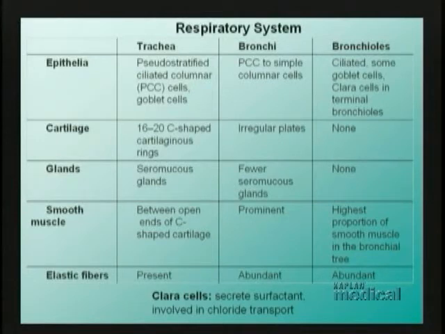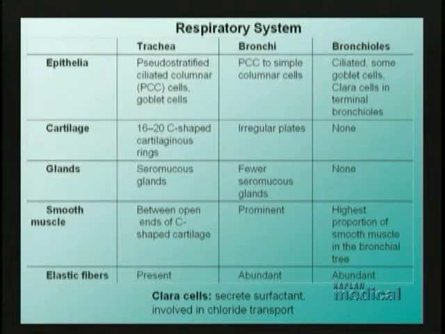As we move down into the primary and secondary bronchi, we undergo a transition from a pseudostratified ciliated columnar epithelium to a more simple columnar epithelium. The cartilaginous rings of the trachea are gradually replaced by irregular plates of cartilage at the level of the bronchi. There are fewer glands, but the smooth muscle tends to be more prominent.